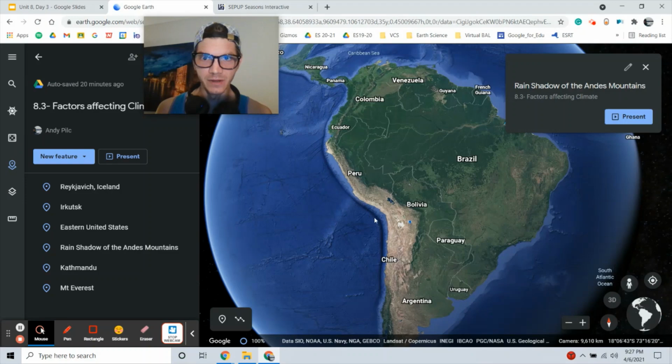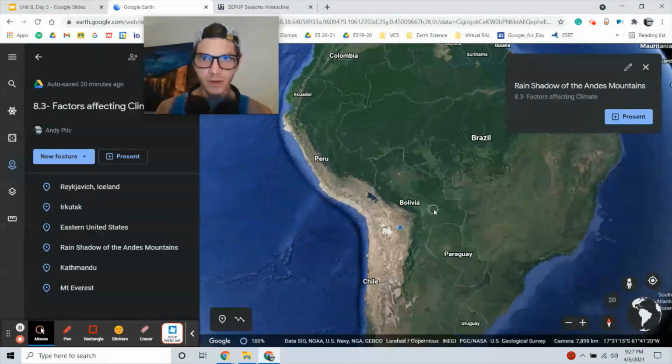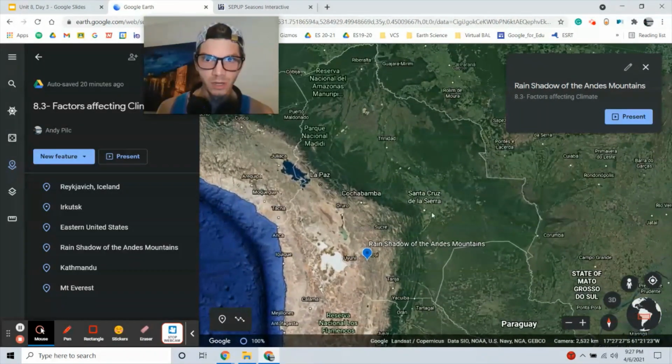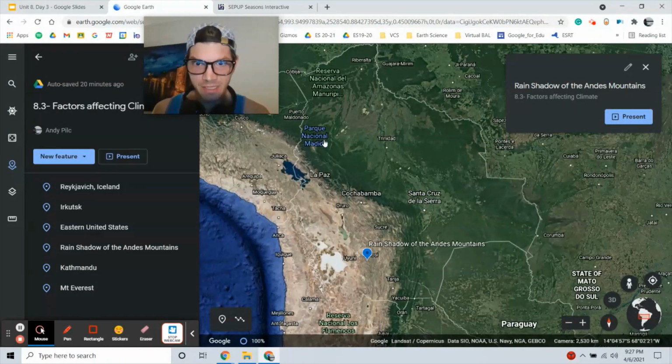As the Nazca plate here is converging with the South America plate, it's going to create a mountain range here, which means that these areas to the east of the Andes Mountains are going to receive a lot of precipitation.